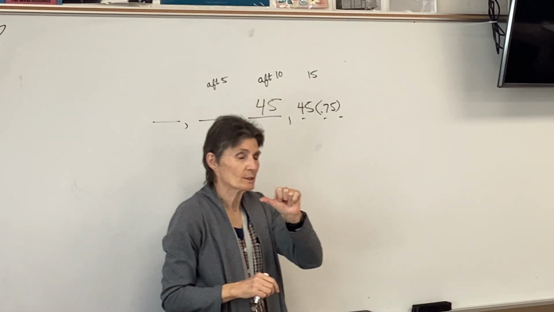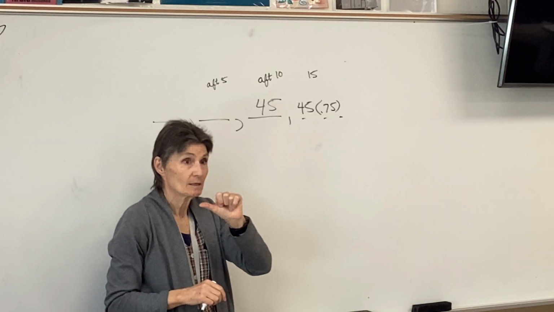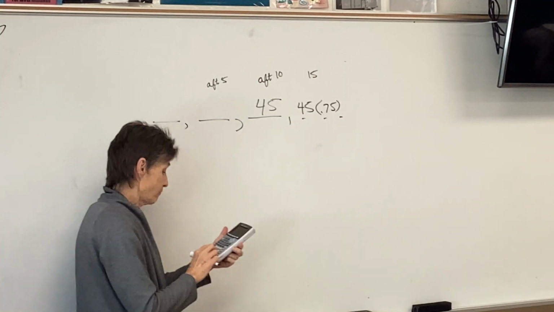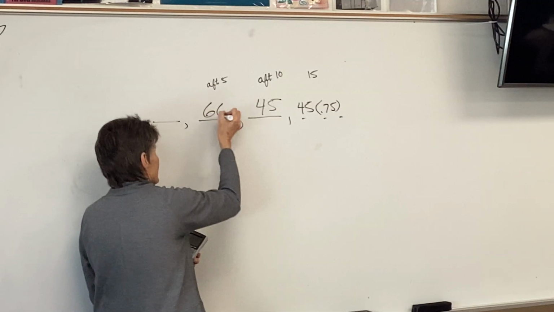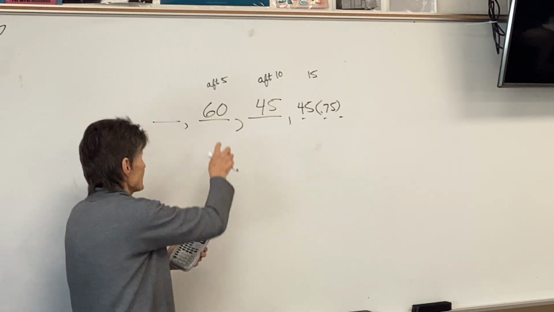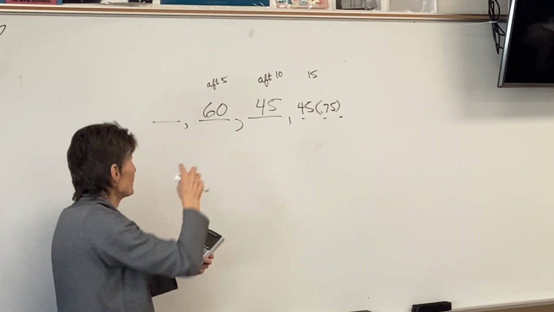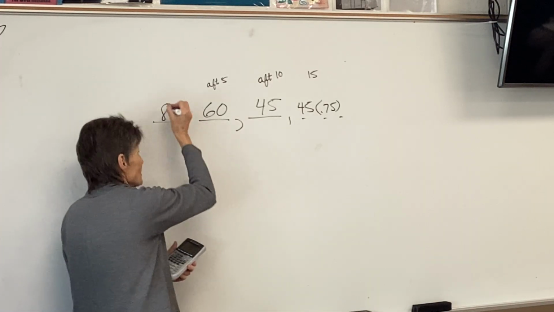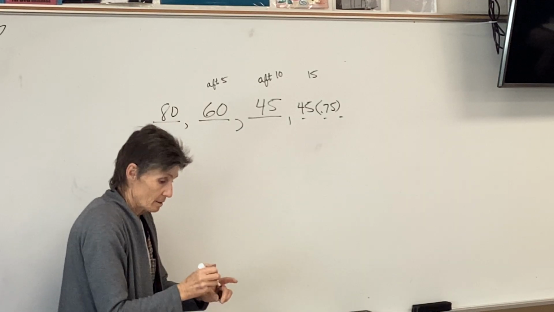How am I going to go backward in time then? 1.25. Divide by 0.75. So if I take 45 divided by 0.75, this was 60, because if you take 60 times 0.75, you'll get 45. And you go back one more. I think there were 80 to start with. Does that seem okay?